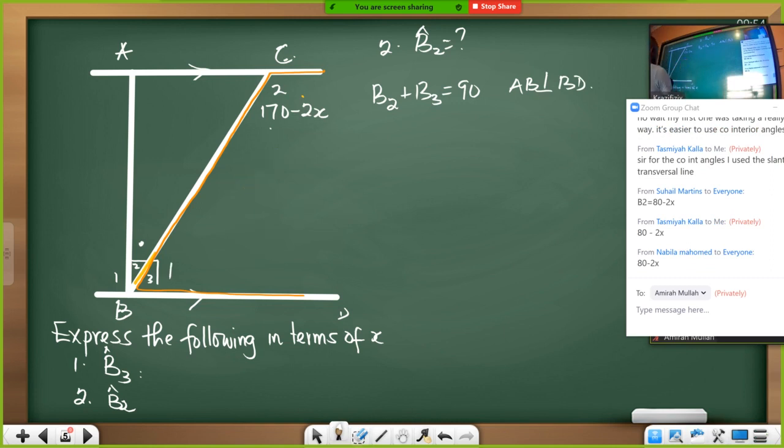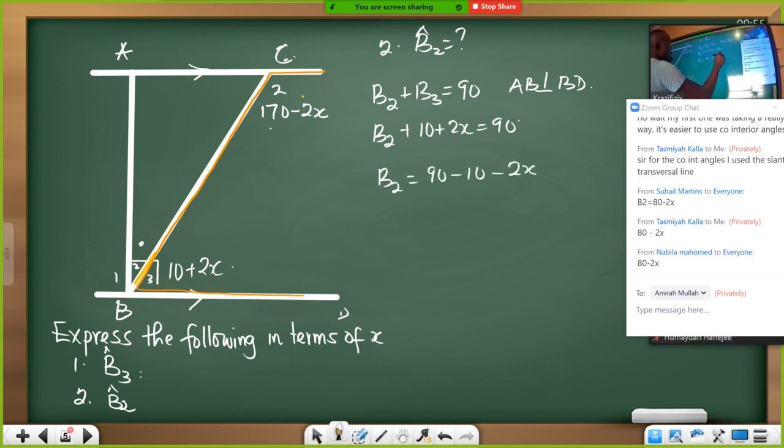We have this as 10 plus 2x. So what is our B2? Our B3 is 10 plus 2x equals 90. Now let's just do the algebra. 90, the 10 becomes negative and the 2x becomes negative. So you have 80 minus 2x. Well done. Good job.